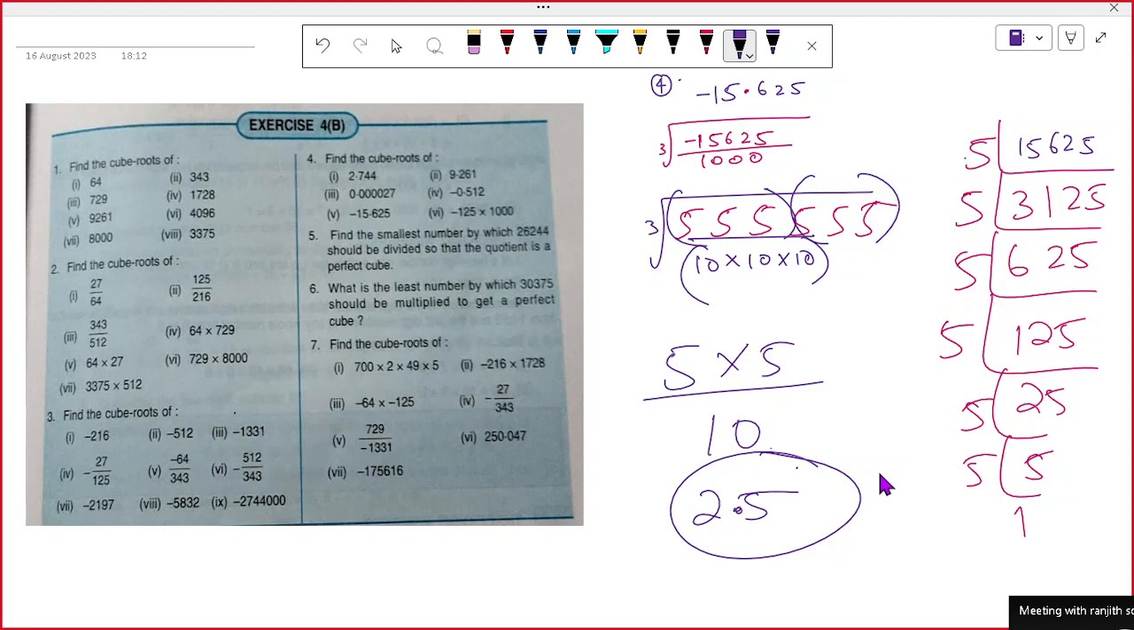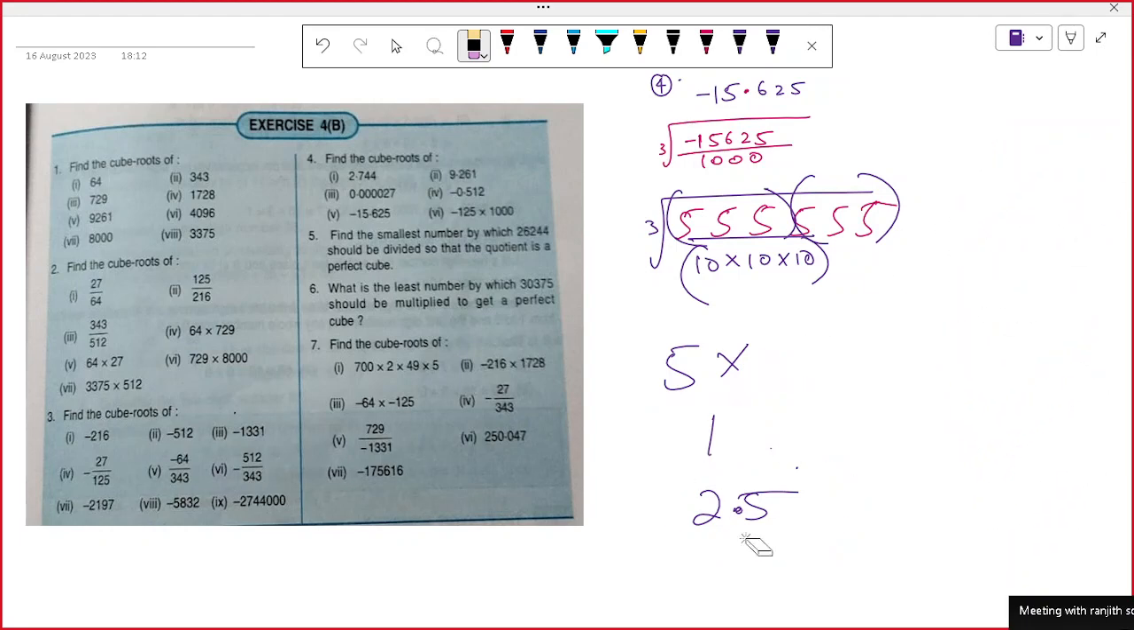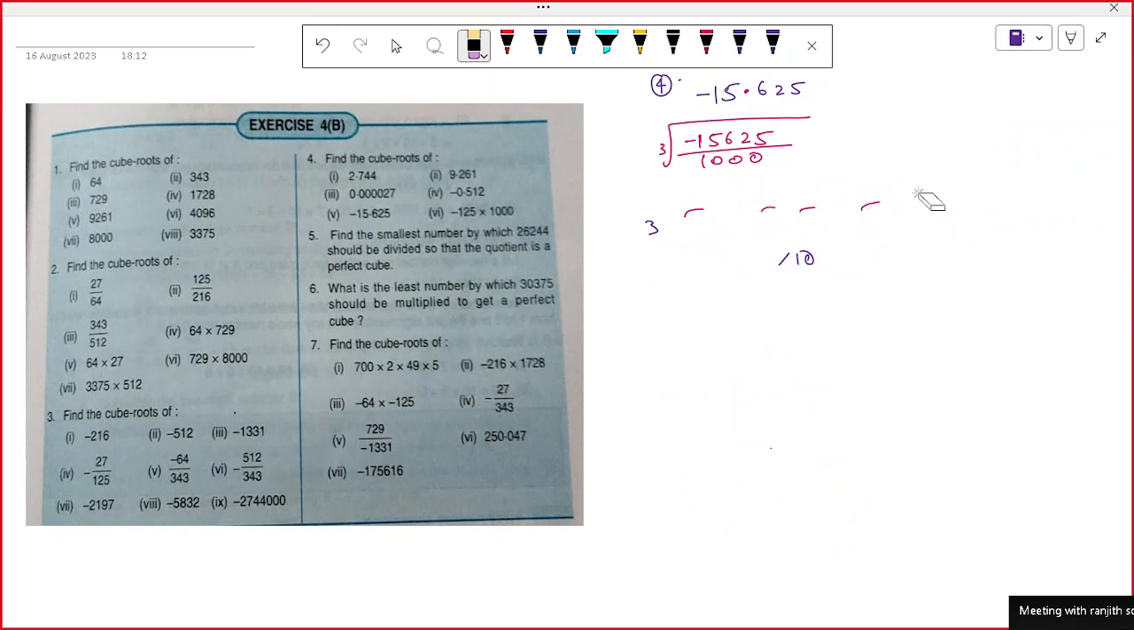216 and 1728. Do you all remember the 1728 cube root? The fifth main and sixth main are pending. Yes, sir. We'll do that later. Okay, seventh main, second question.